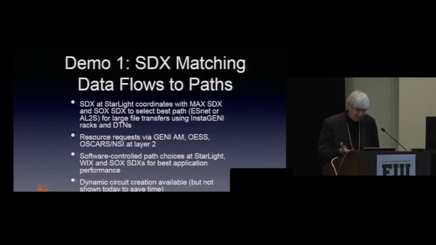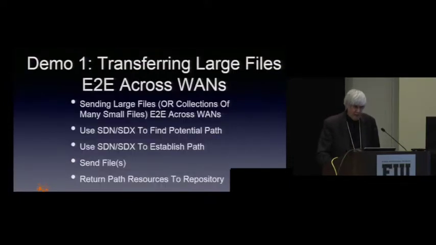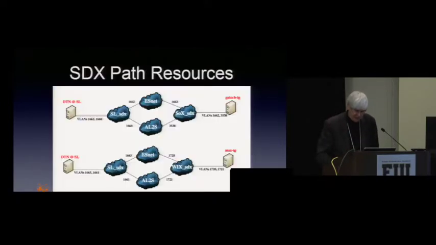The resource requests are via the GENI aggregate manager, OESS, OSCRS, and software controlled paths at these SDX will be used for best application performance. And as a result, files will be transferred over what could be called super channels, because those super channels will be established to bypass the normal paths. So this is the recipe. You have your app, use SDN to find the best path, you establish the path, you send the files, and then you put the resources back in the pool. And this is a topology for the demonstrations.